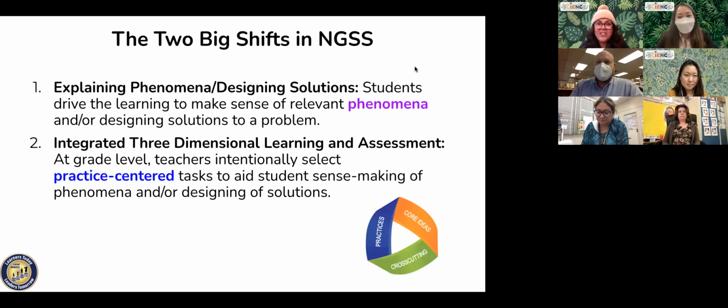So how has NGSS changed teaching and learning of science? The first is that students drive the learning by making sense of an anchoring phenomena or design a solution to a problem. And also NGSS is an integrated three-dimensional learning and assessment where the teacher intentionally selects practice-centered tasks. So by practice-centered, we're talking about the science and engineering practices.